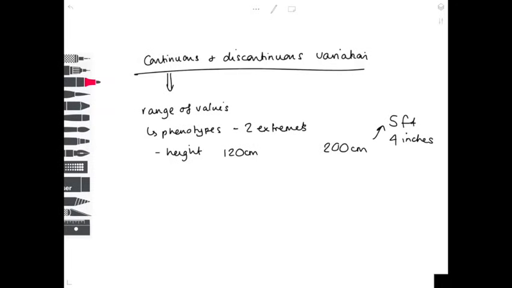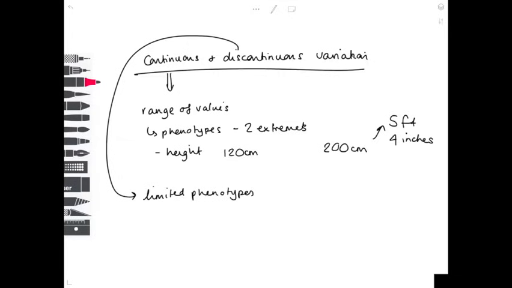Whereas discontinuous variation results in limited phenotypes with no intermediate values. And we've already met a really good example, which is blood groups. You're only one type of blood. So you could be A, B, AB, or O, but you're not a combination of all four. The same could be said with something as silly as tongue rolling.